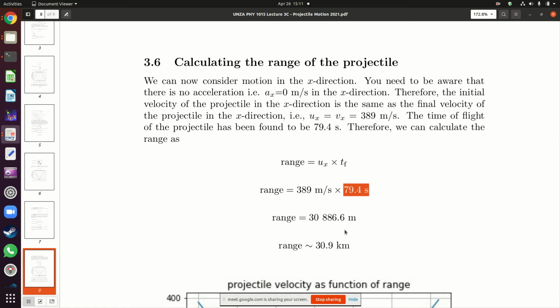Okay, so the range is 30,886.6 meters. So that is approximately 30.9 kilometers. So these things can move very, very long distances. So this is how you find the range. You multiply the velocity along the x direction times the flight time. For you to work out the range, you always need to know how much time this particular projectile spent in the air. If you know that, then you multiply it by the velocity of that projectile along the x direction, and you are going to get a value of range.